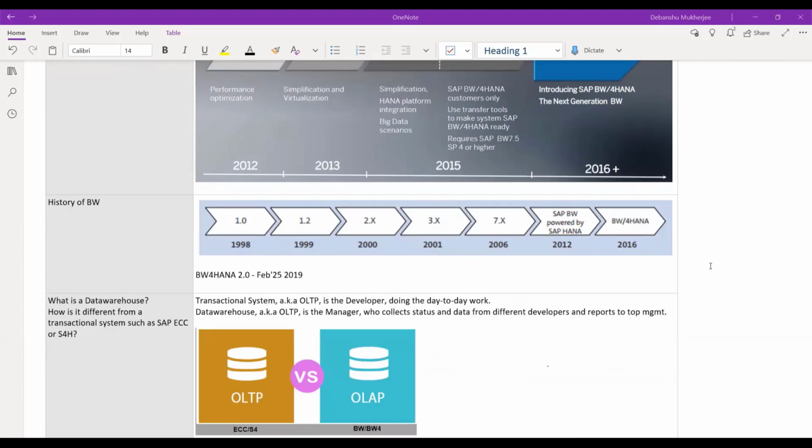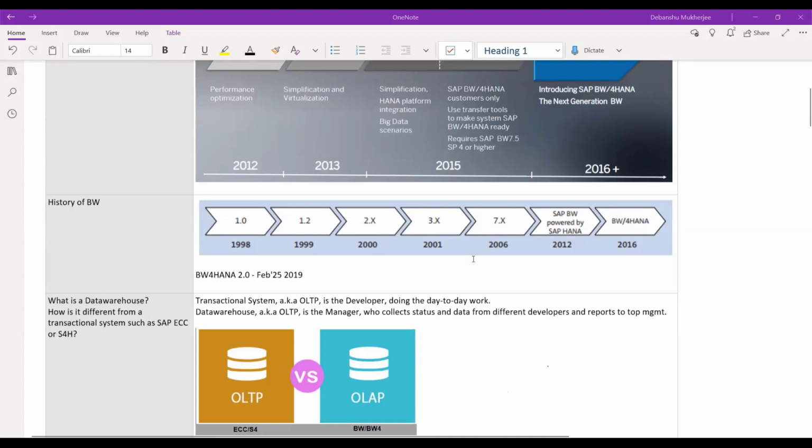So it started in 1998 with 1.0, then we moved on to 1.2 in 1999, 2.x in 2000, 3.x in 2001. So you can see till 3.x it's very frequent. Every year a new version was launched. Why? Because it was new in the market and SAP was improving or enhancing it very fast. In 3.x, it became fairly stable, and then it moved on to 7.x.